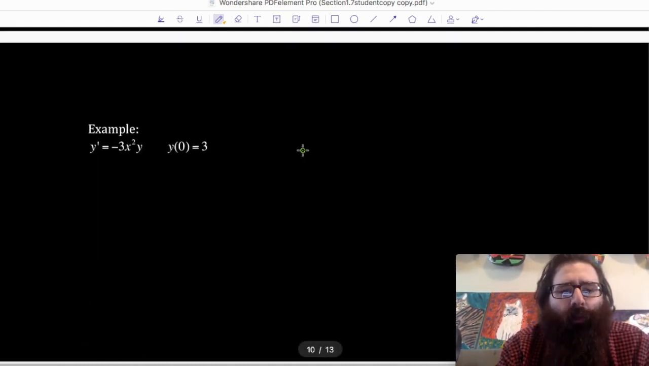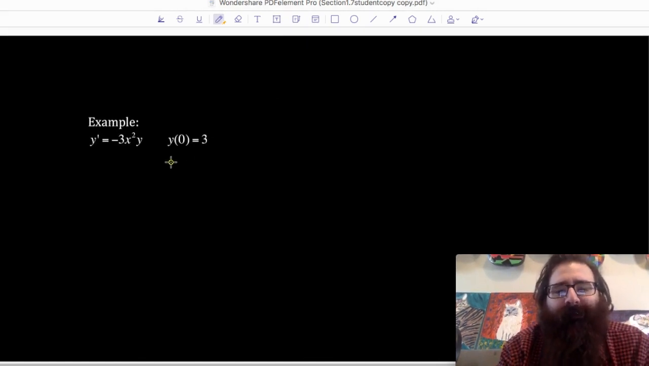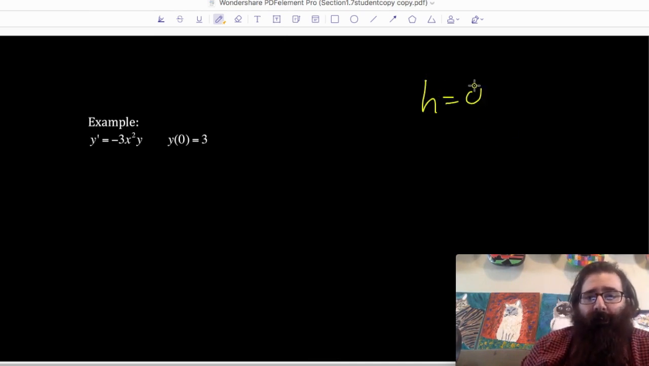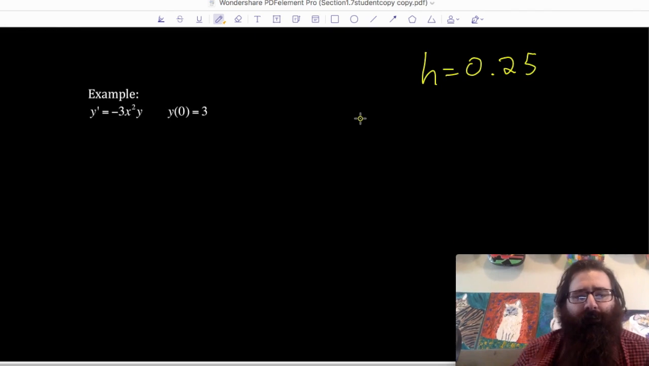We'll take a look at one last example. Same sort of set of rules apply. For this one, let's go through the step size h equals 0.25 on our own together, and then I want you to look at h equals 0.1 on your own and let me know on the discussion board what you're getting. We will also take a look at the exact value together as well.